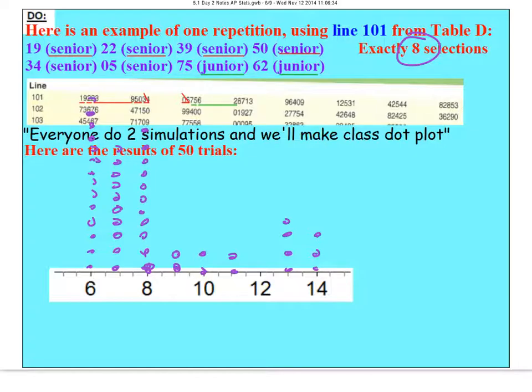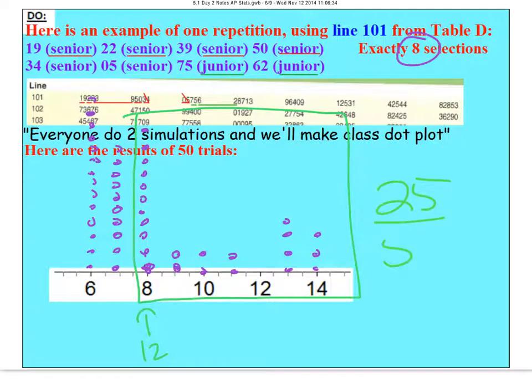So based on this, the question is, what's the probability it takes 8 or more times to do this? Well, if you look at our dot plot, and this was out of 50, this right here shows that we have 12 here, then 13, 14, 15, 16, 17, 18, 19, 20, 21, 22, 23, 24, 25. We actually have 25 out of 50 that meet this requirement of 8 or more, or more extreme than 8.